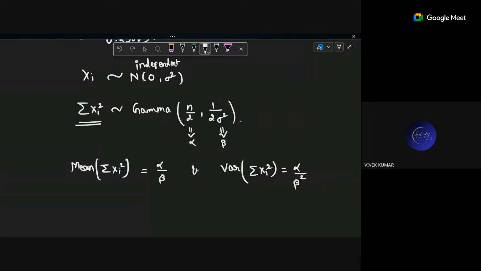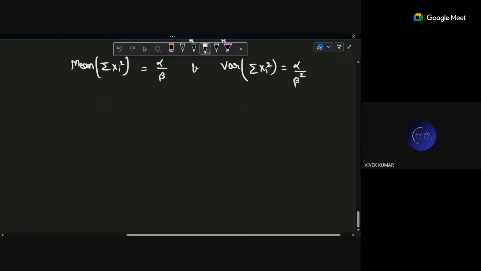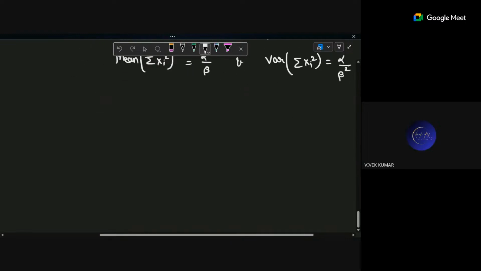Ma'am, can you write the distribution of chi square? Distribution of chi square is given there, right? Why do you need that? Like that's somewhat 1 upon pi square. It's tricky. Yeah. Ma'am, I did not get it, ma'am.